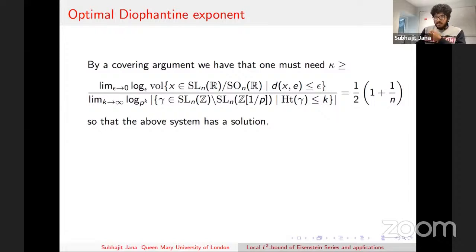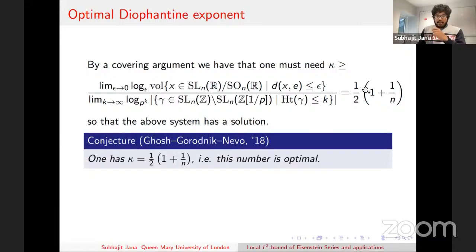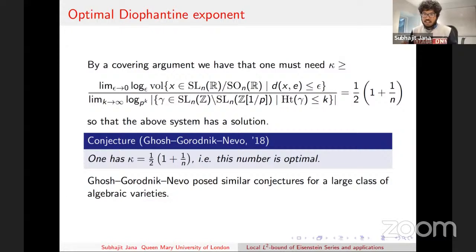The question is, is this a sufficient condition as well? Can we also approximate almost every point with this Diophantine exponent given by a half times 1 plus 1 over n? This is the conjecture by Ghosh, Gorodnik, and Nevo. Ghosh is Anish Ghosh, Alex Gorodnik, and Amos Nevo. This conjecture is posed in different papers by them, from 2014 to 2018. I'm just picking one of them where the conjecture is the most generalized in some sense. The conjecture says that this number indeed is optimal, in the sense that almost every point can be approximated with the exponent given by this quantity. They also pose similar conjectures for a large class of algebraic varieties, but we're only focusing on the symmetric space case here.